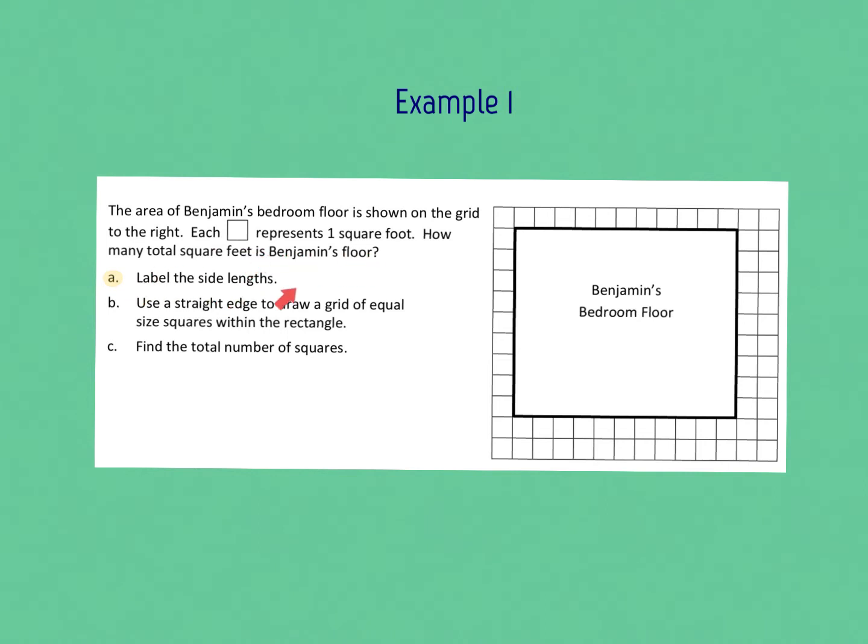So first we have to label the side lengths, so let's count. This first side is 1, 2, 3, 4, 5, 6, 7, 8, 9. So we have 9 units or feet on this side. Then this side, 1, 2, 3, 4, 5, 6, 7, 8, 9, 10, 11. So 11 feet is how long this side is.